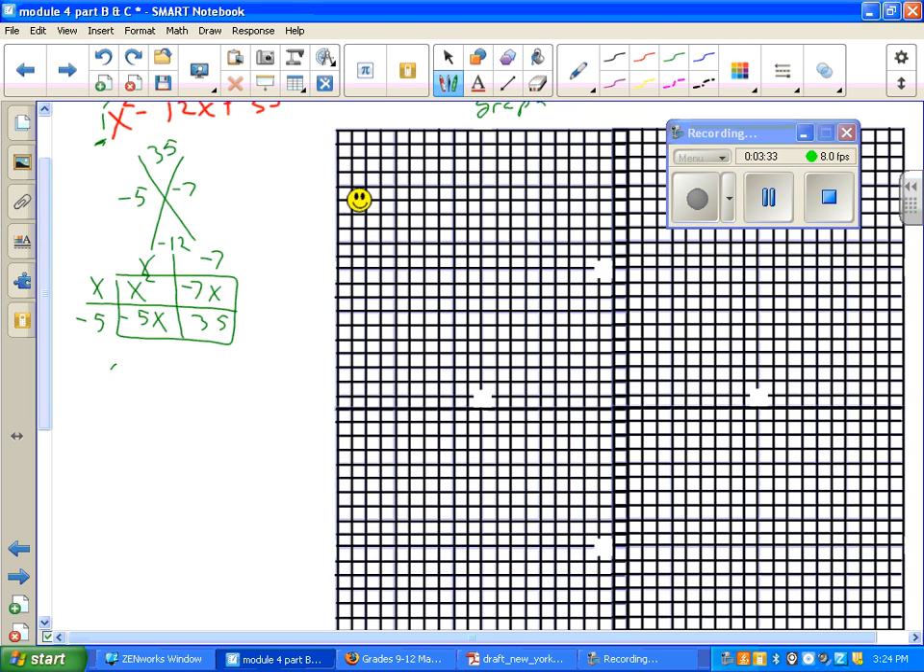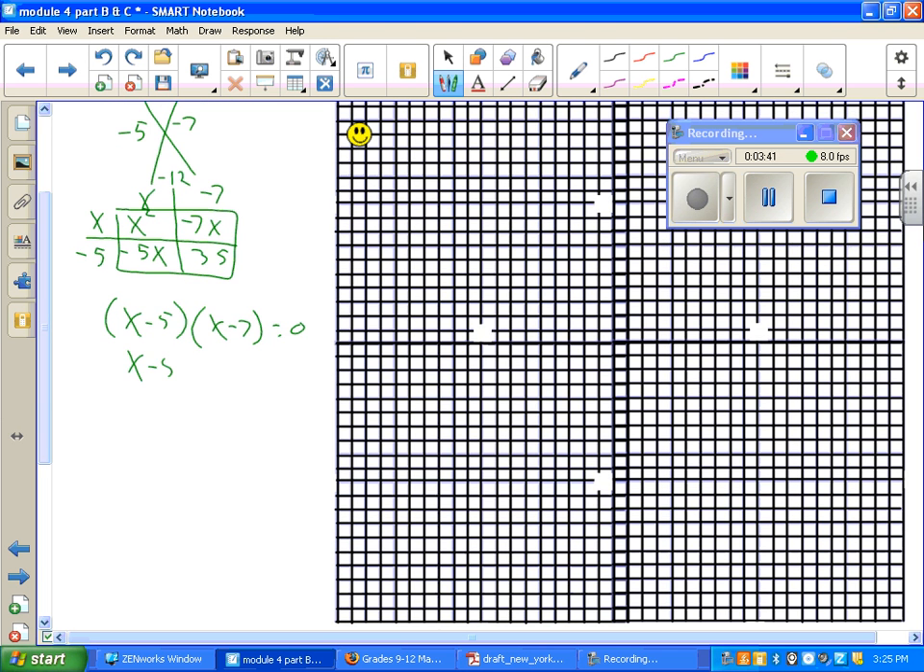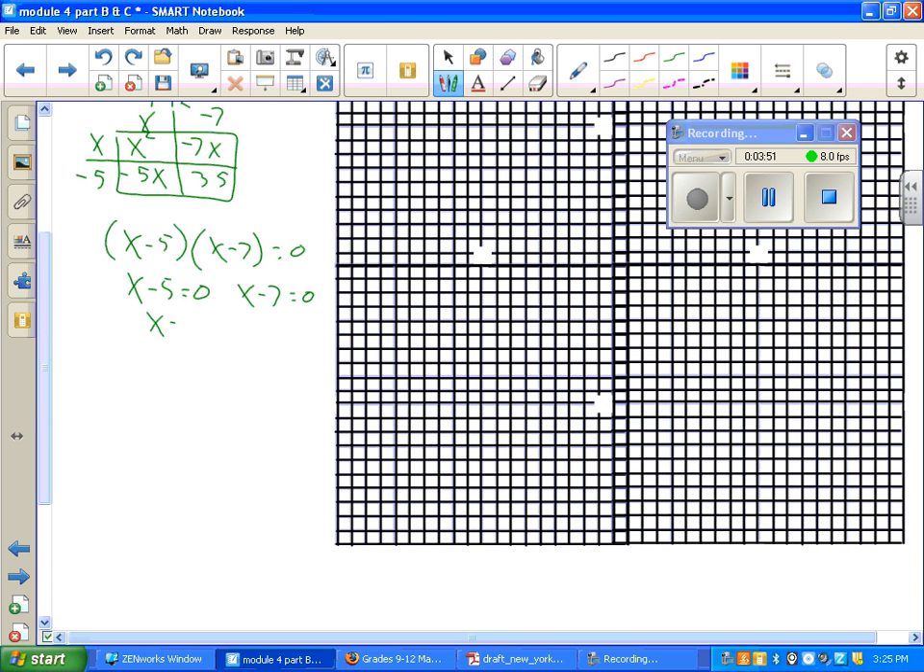Now I write down the factors. x minus 5, x minus 7 equals 0. Using the zero property, x minus 5, get rid of those parentheses, equals 0, and x minus 7 equals 0. Add 5 to both sides, I get x is 5. Add 7 to both sides, I get x is 7. Those are the x-intercepts.